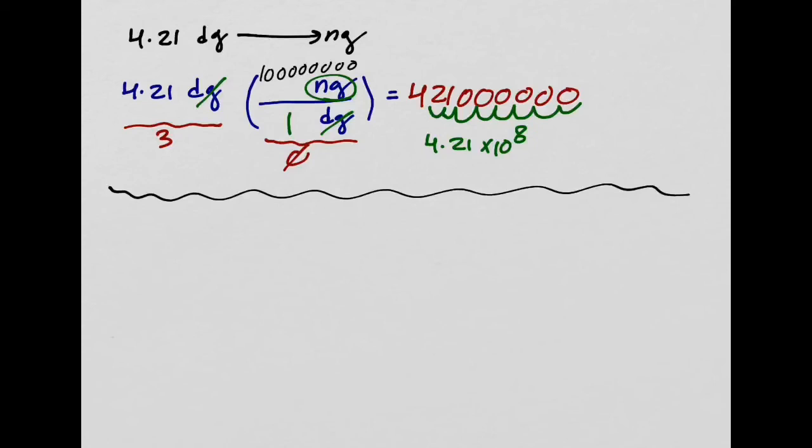Now, let's do a tricky one. Okay? You guys got this down. You're ready for a tricky one. Here's what I want you to do. I want you to take 10 meters cubed and convert it to centimeters cubed. Okay? So what I'm going to do is the same thing as before. I'm going to write down 10 meters cubed.